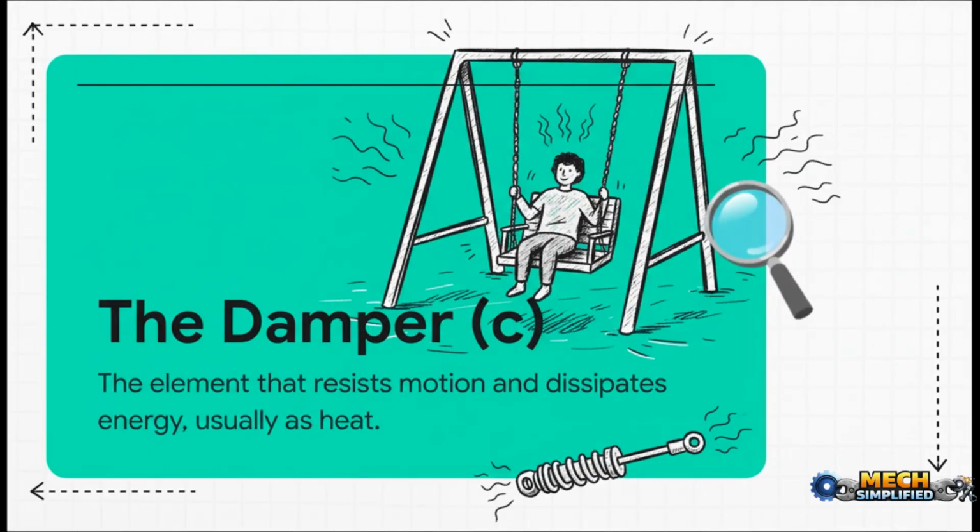And that brings us to our third and final character, the damper. You can think of the damper as the party pooper of the group. Its only job is to slow things down. It resists motion and gets rid of energy, usually by turning it into a tiny bit of heat. You know when you stop pumping your legs on a swing and you slowly grind to a halt? You can thank the damper for that.